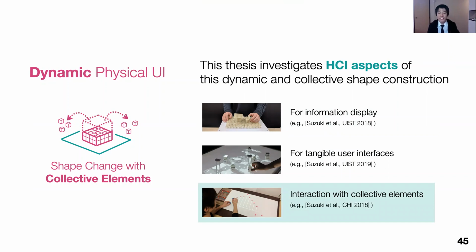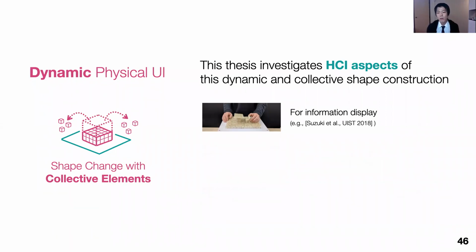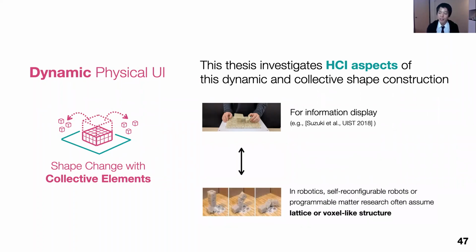Thinking about this HCI aspect, we need a different step of design exploration compared to the robotics literature. That's one of my contributions. For example, when we think about information display in robotics, research like self-reconfigurable robots or programmable matter often assumes active robotic elements to construct a lattice or voxel-like structure. But one question is, are there any other approaches to construct and represent a physical shape?